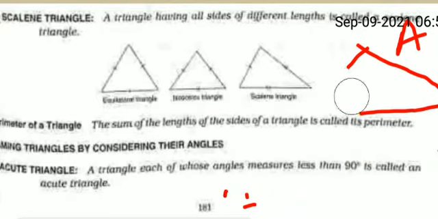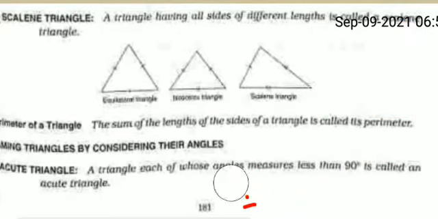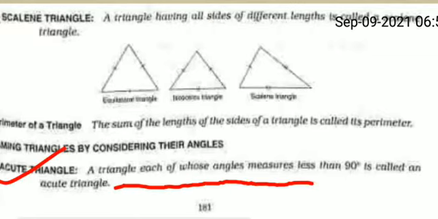Next one, naming triangles by considering their angles. First one is acute triangle. A triangle each of whose angles measures less than 90 degrees is called an acute triangle. Clear?